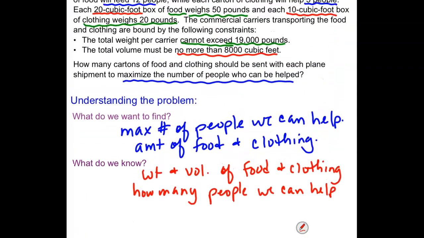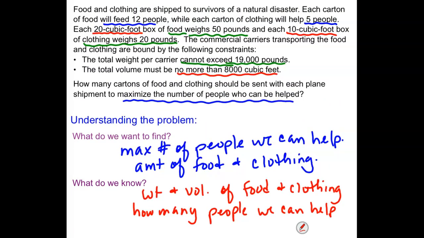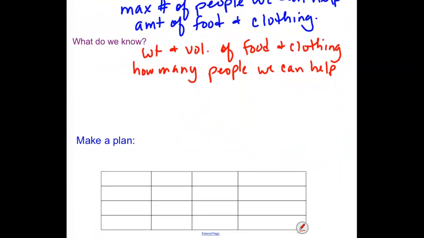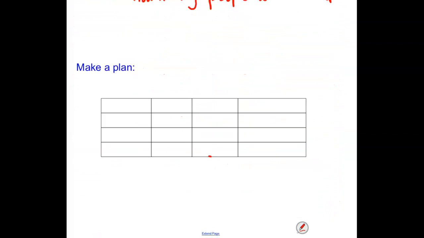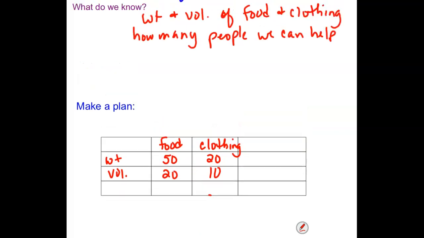And I find that when we have a lot of different types of numbers, it's helpful to organize them. So let's look at organizing this. Food and clothing. And let's look at weight and volume. So for the food, we are told that each box weighs 50 pounds and takes up 20 cubic feet. And for the clothing, we are told that we have 20 pounds for each box and it takes up 10 cubic feet.